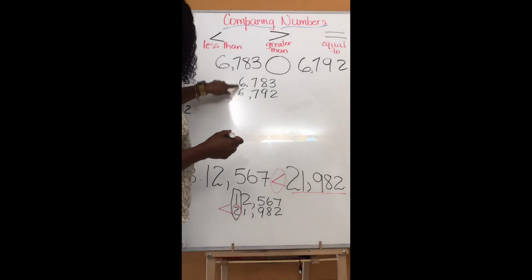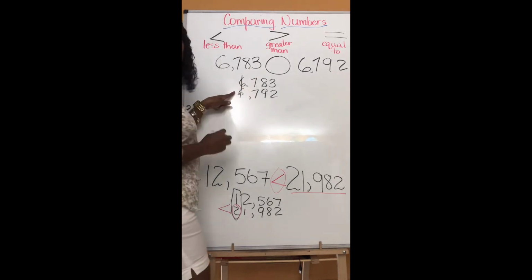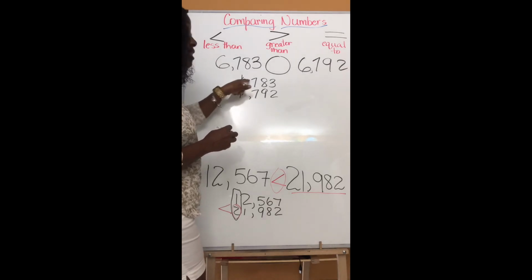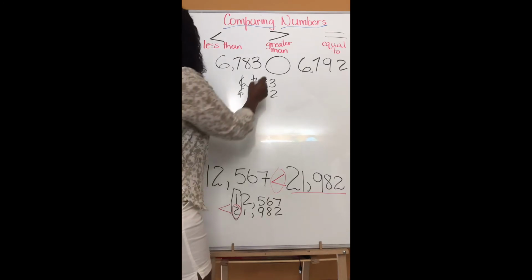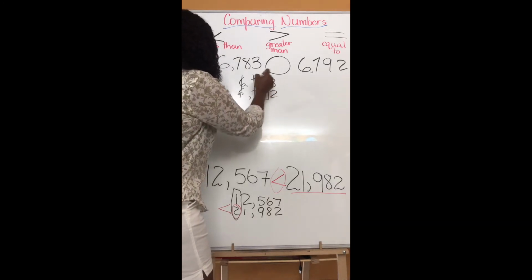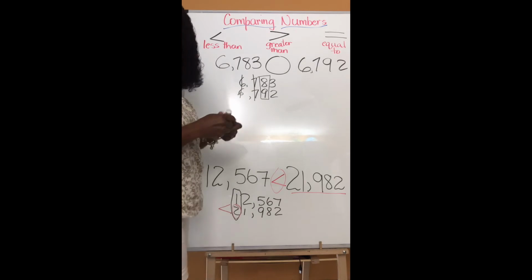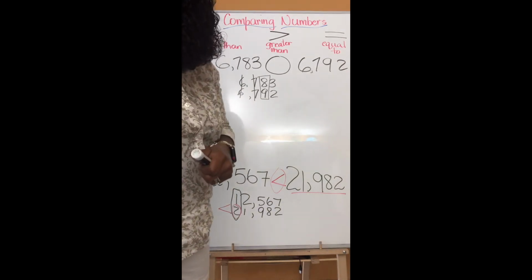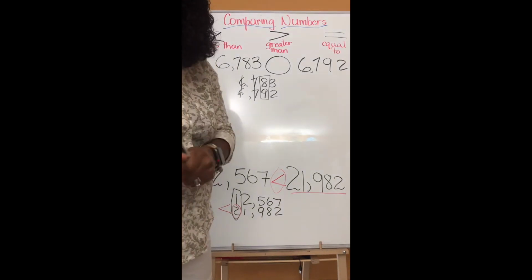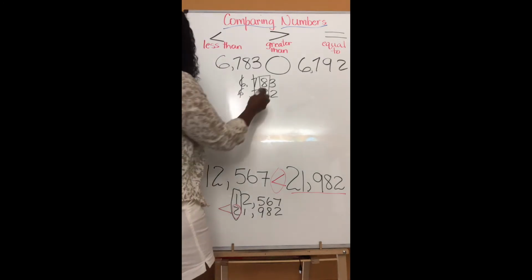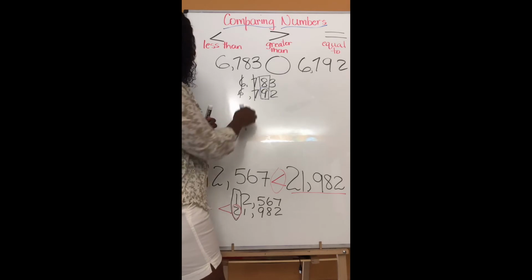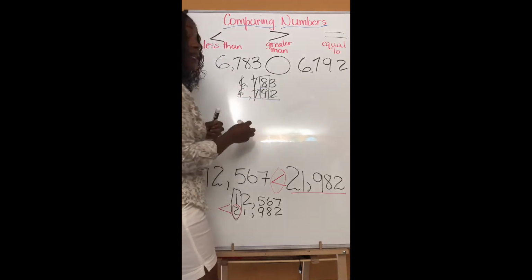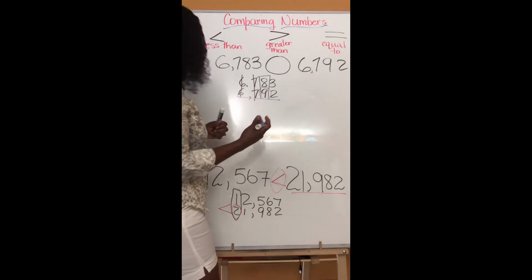The 6s are the same, so I'm taking them out, not using them to make my comparison. The 7s are the same. I'm doing the same thing. I'm taking them out. But when I get to 8 and 9 in my tens column, I realize that they are different. So I can use them to make my comparison. The 9 is bigger. It simply means that this number is the greater one.